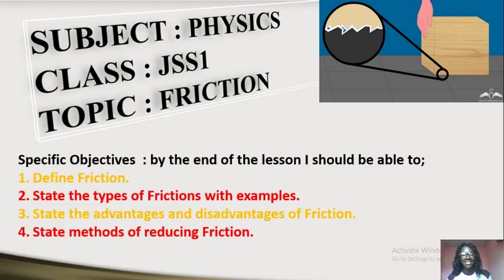Let's see our specific objectives for this class. By the end of the lesson, you should be able to define friction. You're going to study the types of friction with examples. We'll look at the advantages and disadvantages of friction, whether friction is good or harmful to us. I'm going to state methods of reducing friction. Of course, you can't get rid of it, but we can minimize it. So let's start the class.